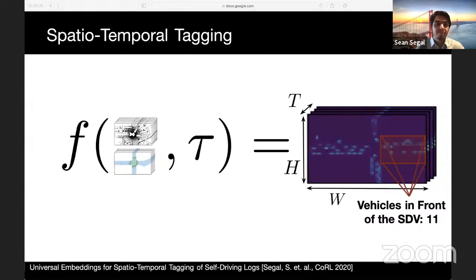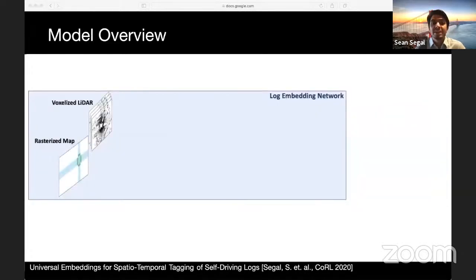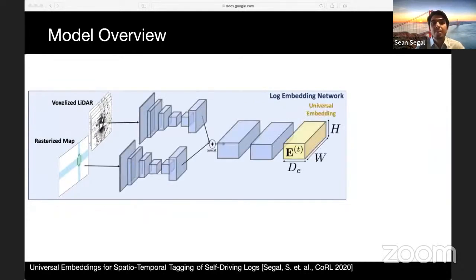Next, we provide an overview of our approach for learning f, using a universal embedding to tag all attributes. Our log embedding network takes a series of voxelized LiDAR sweeps and a rasterized HD map as input. Because logs can have arbitrary length, our network is fully convolutional across time. Here, we visualize the network for a single time step. Both inputs are first processed by independent backbones. Then map and LiDAR features are concatenated and passed to a convolutional header to produce a spatio-temporal embedding.